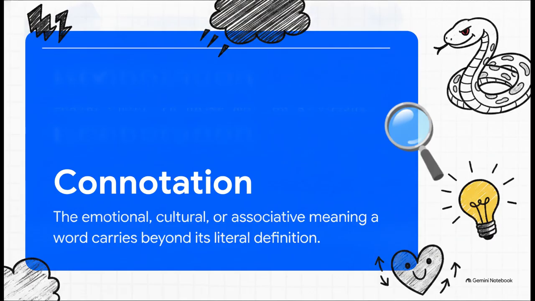Let's go back to our snake example. If someone calls a person a snake, they're obviously not saying that person is literally a reptile slithering on the floor, right? The connotation there is that the person is dangerous, sneaky, or totally untrustworthy.